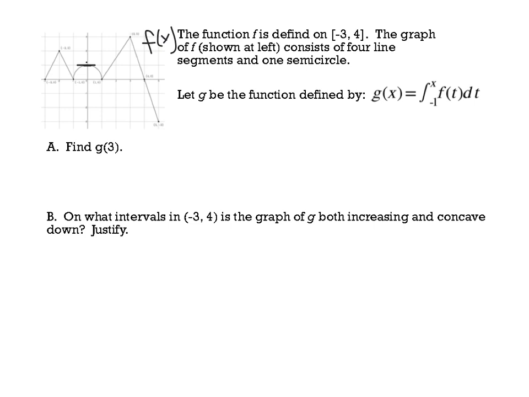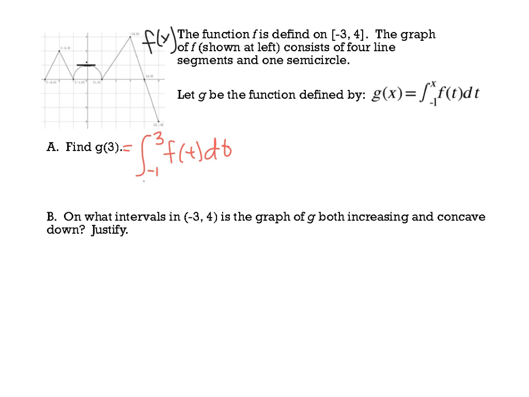Now g is defined by this function as the integral from -1 to x of f of t dt. So this says basically g of x is the area under the curve of f from -1 to any x value. So first, let's just do a little intro here. Find g of 3. To find g of 3, we just have to plug 3 in for x. So that would look like the integral from -1 to 3 of f of t dt.